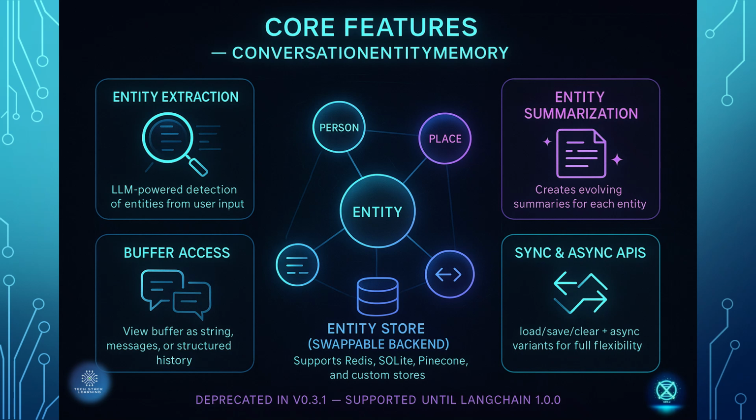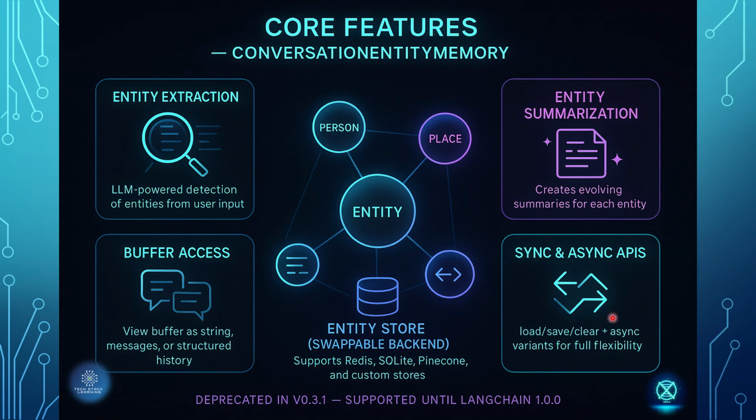Okay, so now let's see what are the core features it offers. As I said, entity extraction identifies entities from the recent input and stores them in the entities variable. And then you have entity summarization, which summarizes what's known about each detected entity. For example, if it is a person, what is that person doing. Then the entity store, which is like a backend. It could be databases, Redis, SQLite, or Pinecone for persistence.